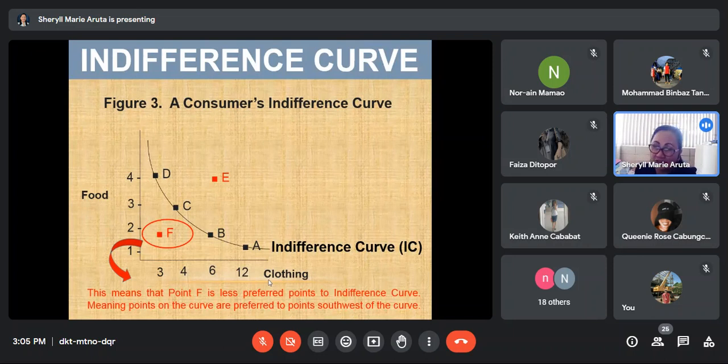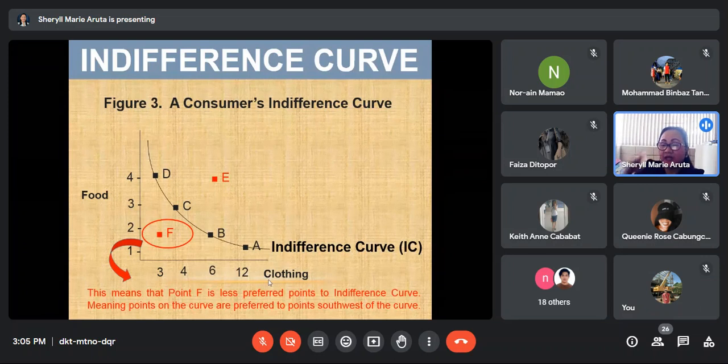Maybe there are reasons at all. So that's why there are points outside, and there are points inside the indifference curve. And what this means is that these are less preferred because they give a lower satisfaction.